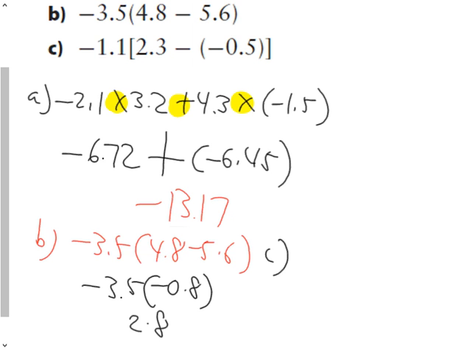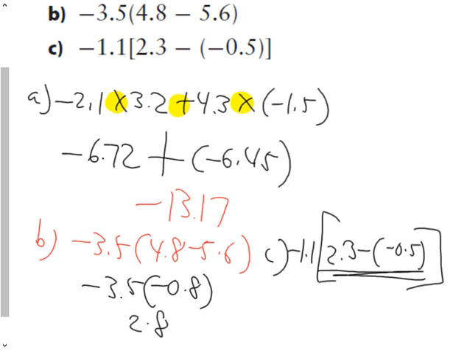And finally, C is negative 1.1 square bracket 2.3 take away round bracket negative 0.5 end round bracket end square bracket. And Donnie asked the question, why are there different brackets here? Well, because inside the square brackets, we already have rounded brackets. So in order to differentiate between the rounded brackets and the square brackets, we use a square bracket and a round bracket. But it still means do this first before you do the multiplication. So negative 1.1 multiplied by whatever 2.3 take away negative 0.5 is.